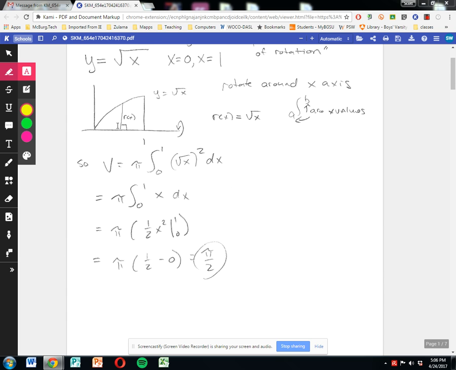But that's your basic concept. Again, whatever you're rotating around the axis, we draw a perpendicular line up to the function and we determine what is the length of that segment. In this particular case, it'd be the y value, which is rad x.